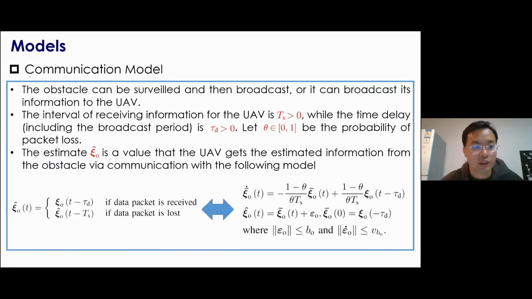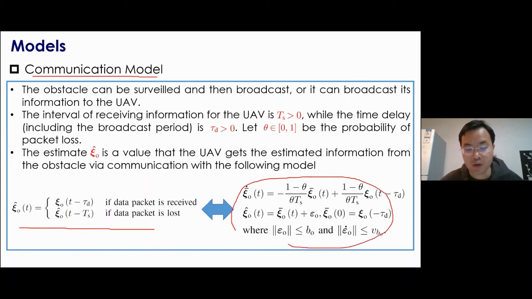Okay, then let's see the communication model. This is a general model. This model is equivalent to this model. If the packet is received, we use the real value, but the value has to be delayed because communication has delay. If the data is lost, we will use the last value, the estimated value. This is a general communication model.